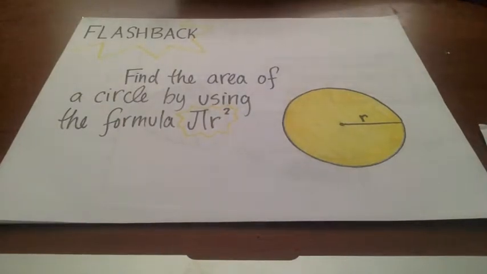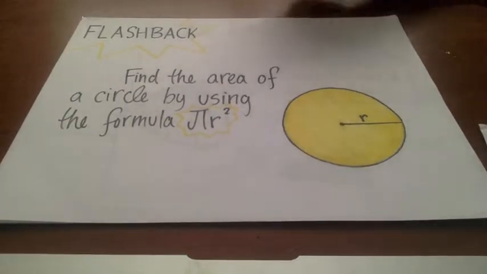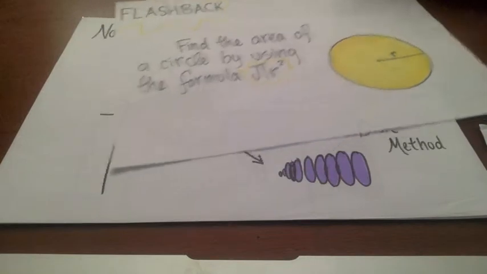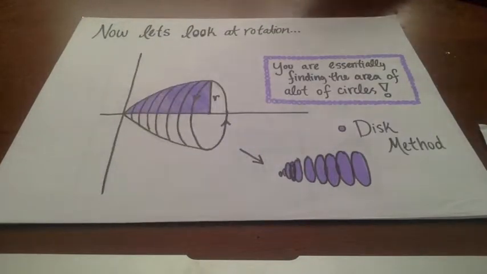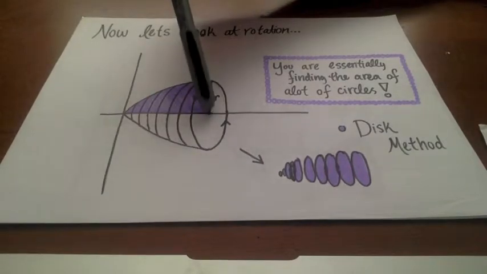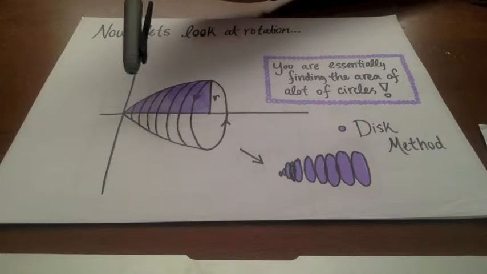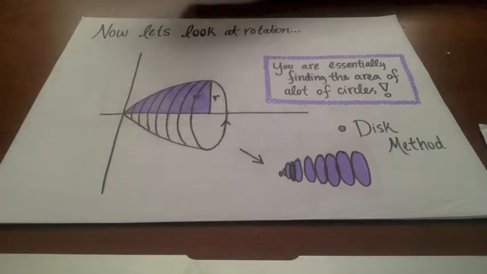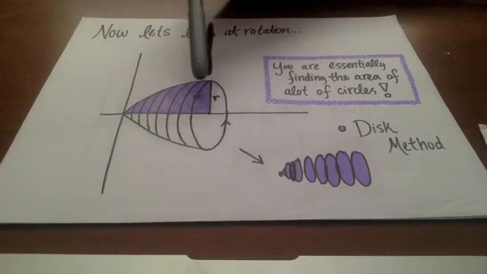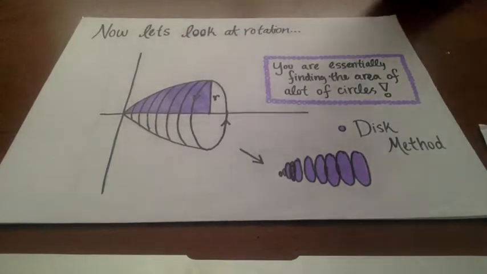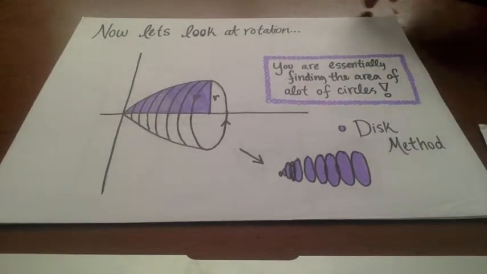So let's flash back. Before, we learned to find the area of a circle, we use the formula pi r squared. Now let's look at rotation. By rotating it around a set line, you are essentially forming many circles. So to find the volume of this, wouldn't you just find the area of all these circles? And this is called the disk method.